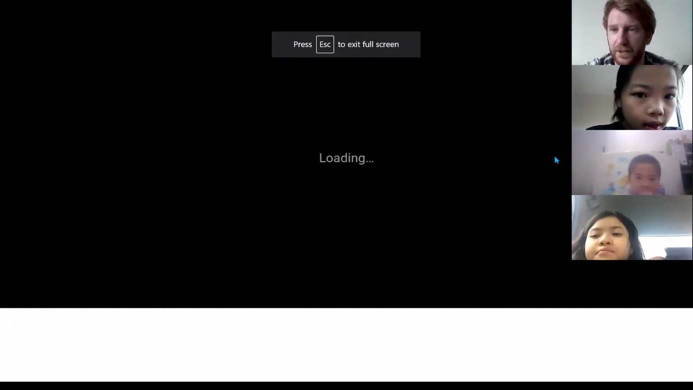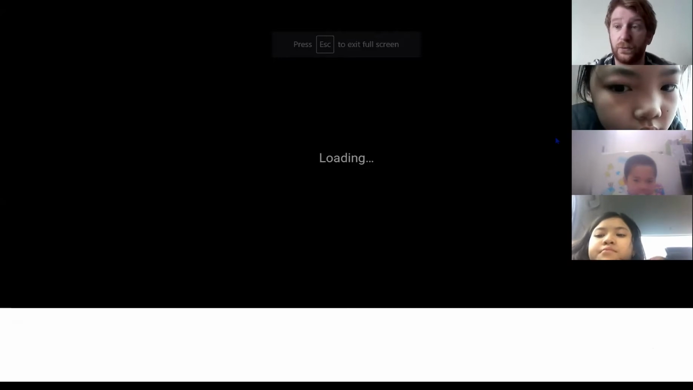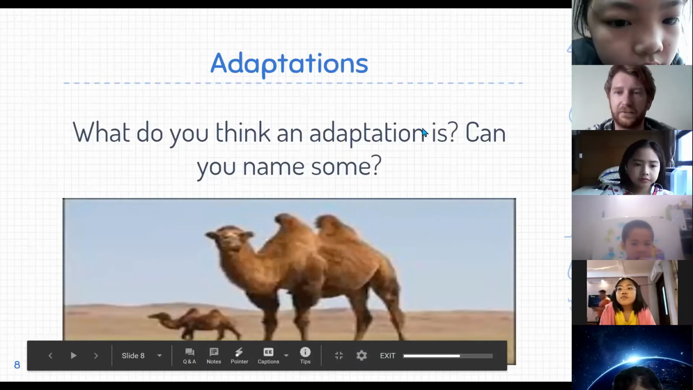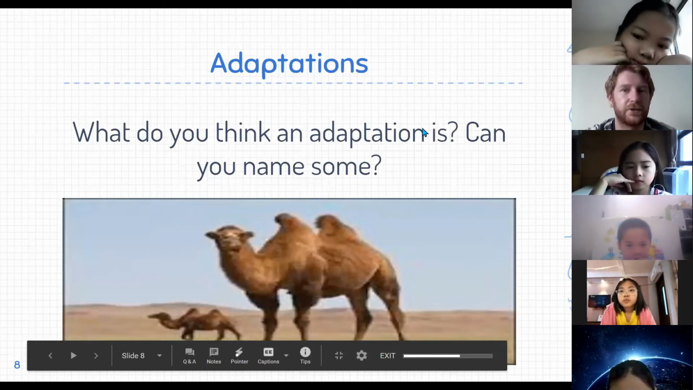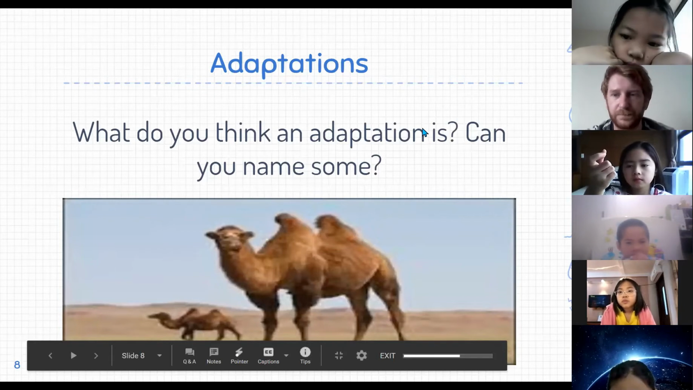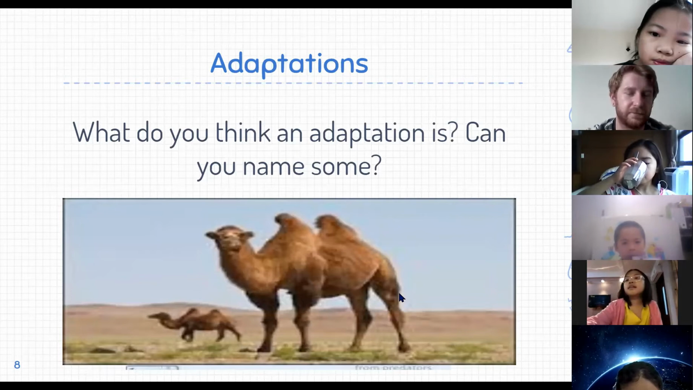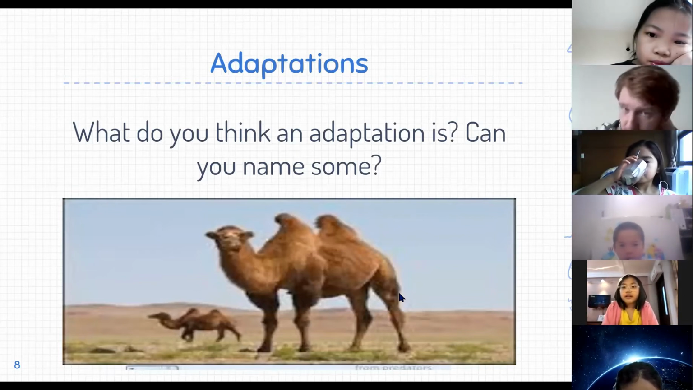An adaptation is something that an animal does or has that lets it survive in a particular environment. So if you were to look at a picture of a camel, okay, where does a camel live? Who can tell me? The camel lives in the desert.